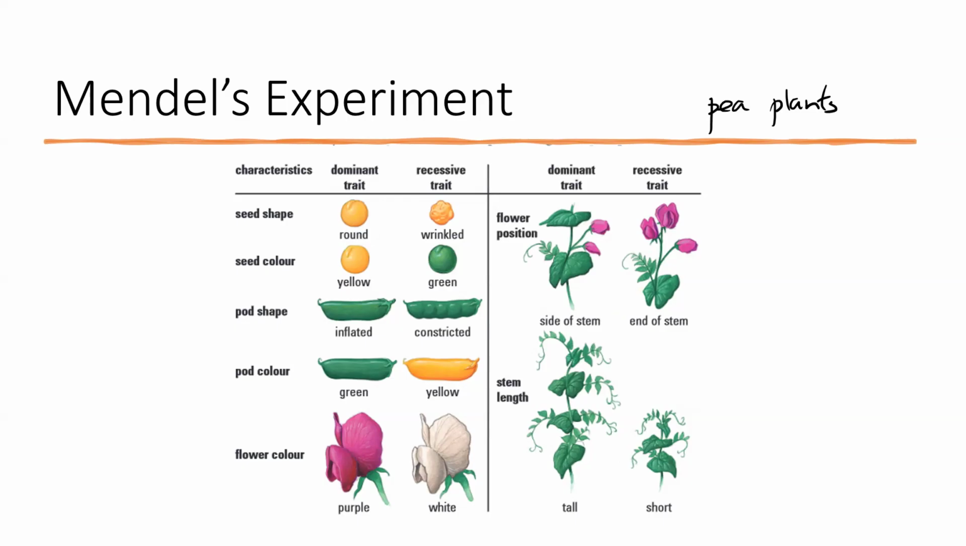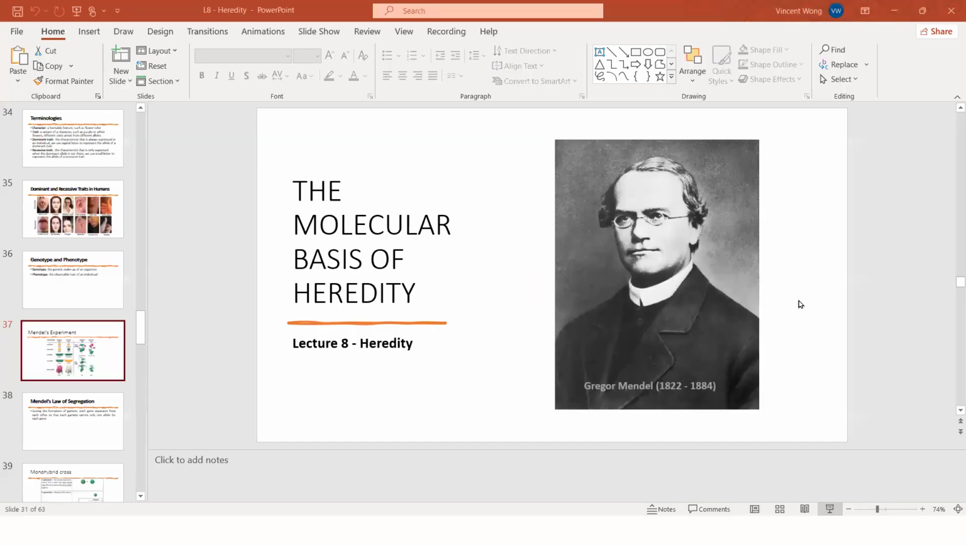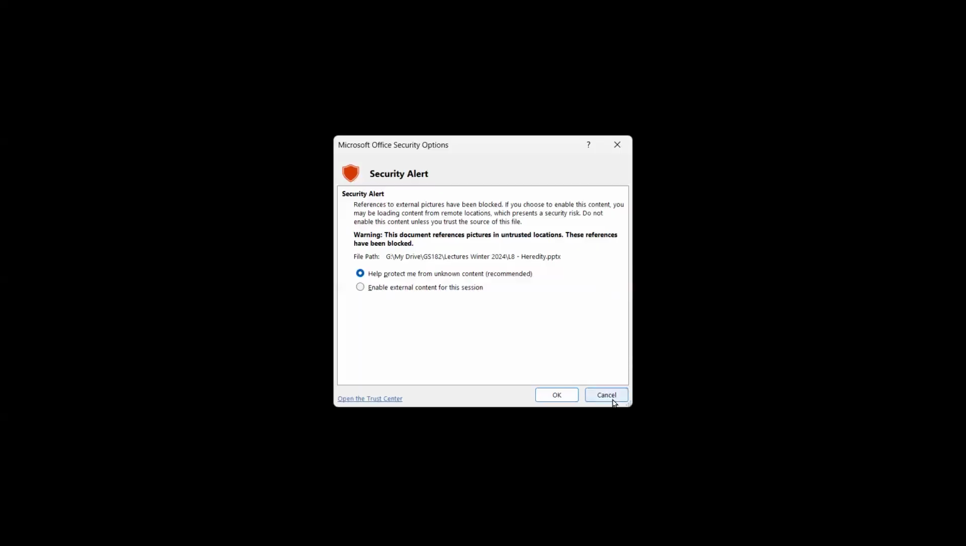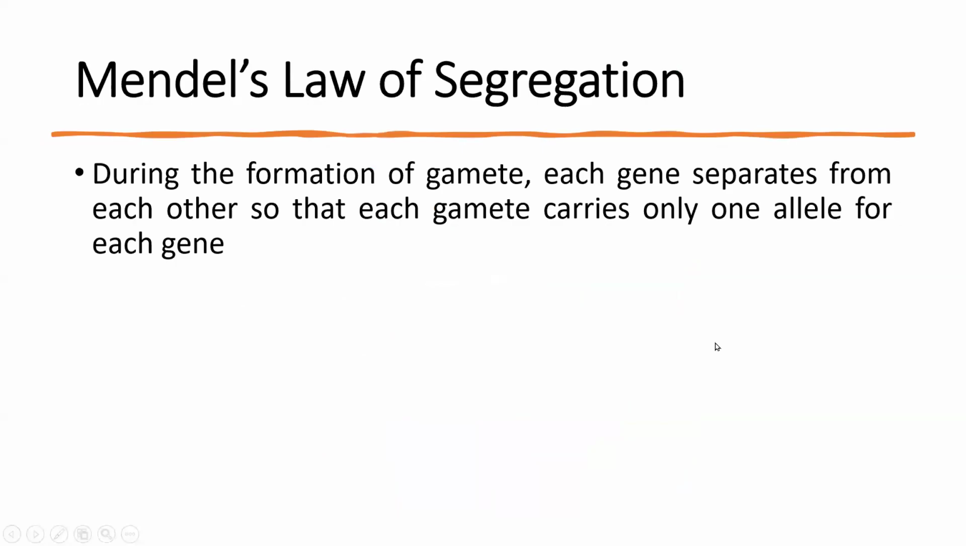He discovered that in pea plants there are some traits that are dominant, and some traits that are recessive. I'm going to explain one of his experiments to you. Actually, there is one more slide. I always forget about this. He has two laws. One law is called the law of segregation. Let me read it to you first, and then I will explain. During the formation of gametes, each gene separates from each other so that each gamete carries only one allele for each gene. So what does that mean?